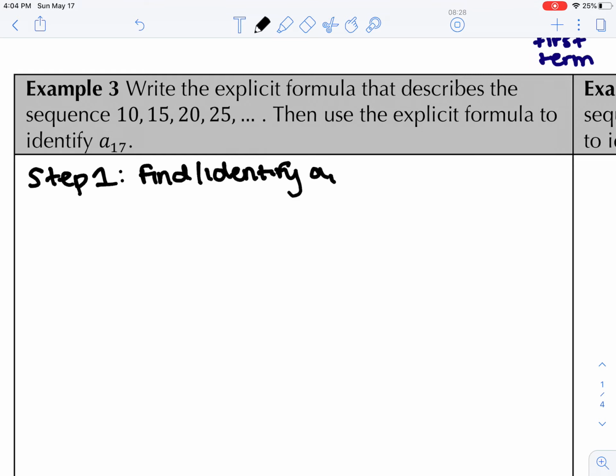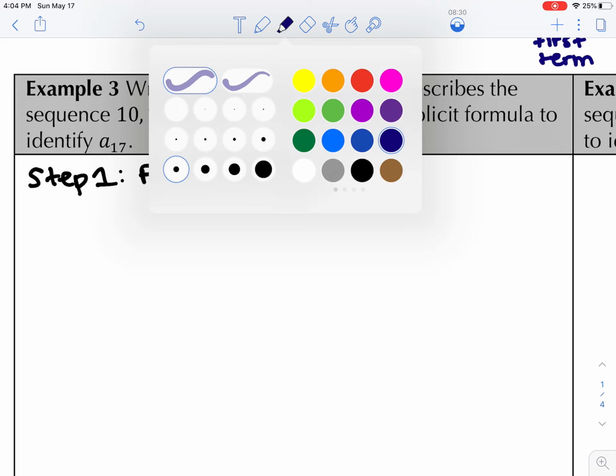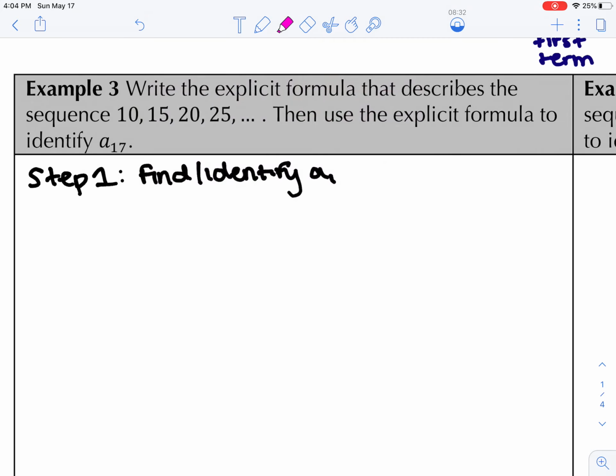or identify a sub 1. Unless otherwise stated, unless we're given information that would lead us to believe that a sub 1 is not the first term of our sequence, we can just grab that first term. Here it doesn't say that 10 is actually the fourth term of our sequence. There's no dots before the 10, so we're safe to assume that a sub 1 is equal to 10.